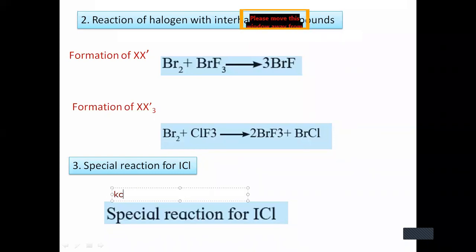This will form by a reaction of KClO3 plus iodine. This will give you ICl and some other side products. This is a special type of reaction which involves the formation of ICl. Fine.